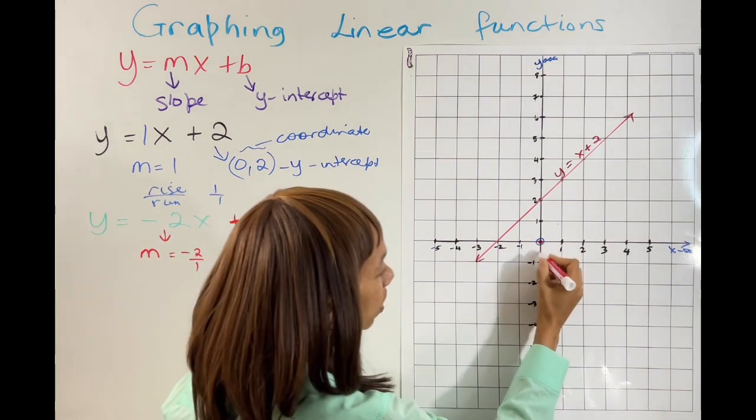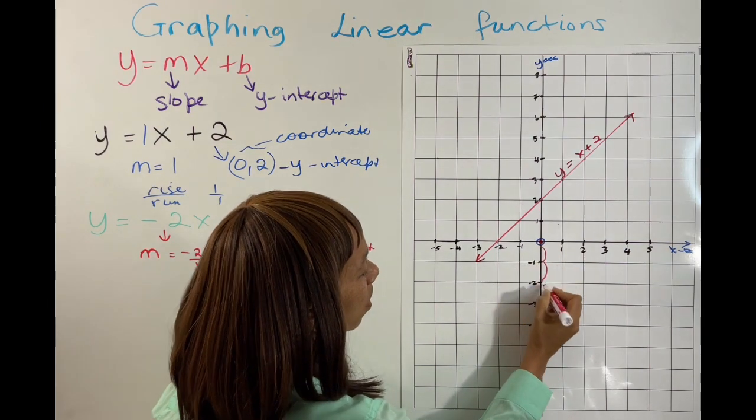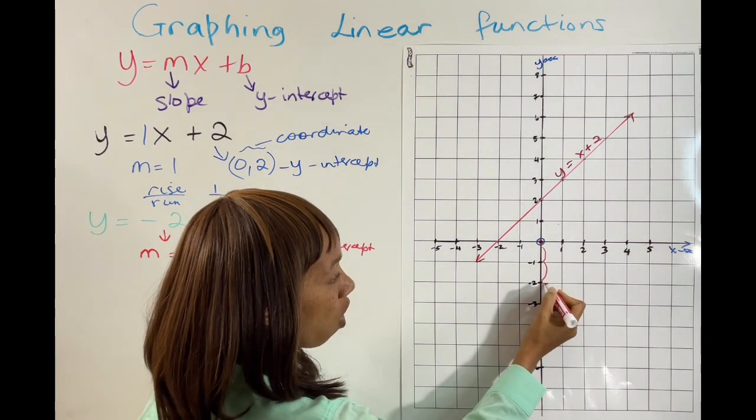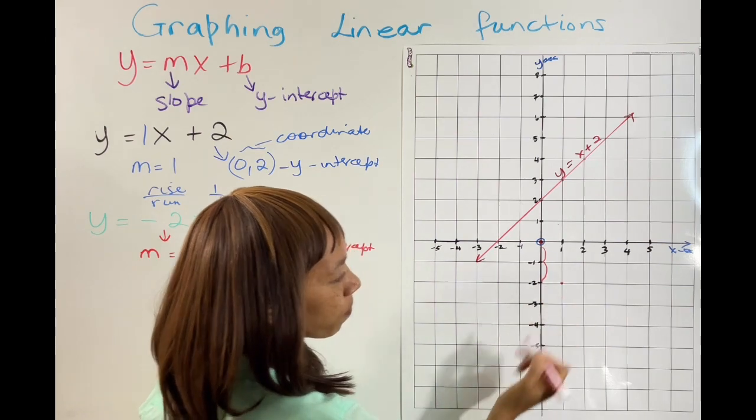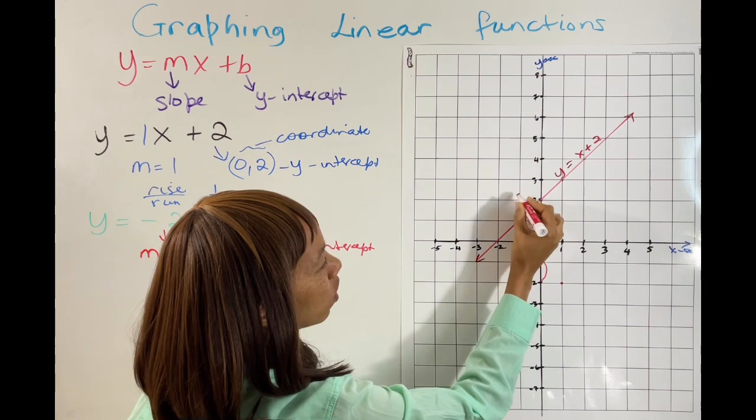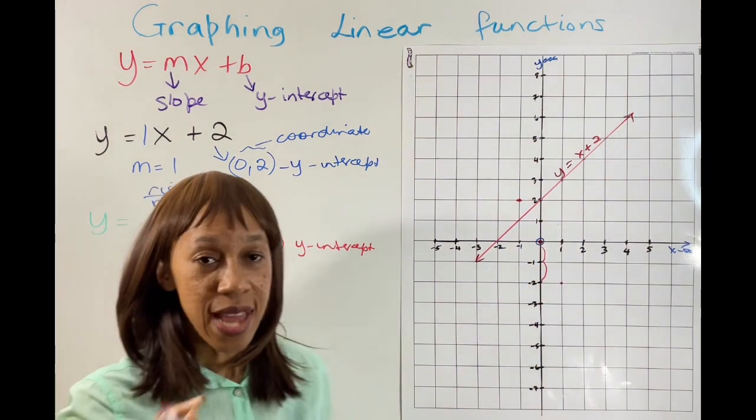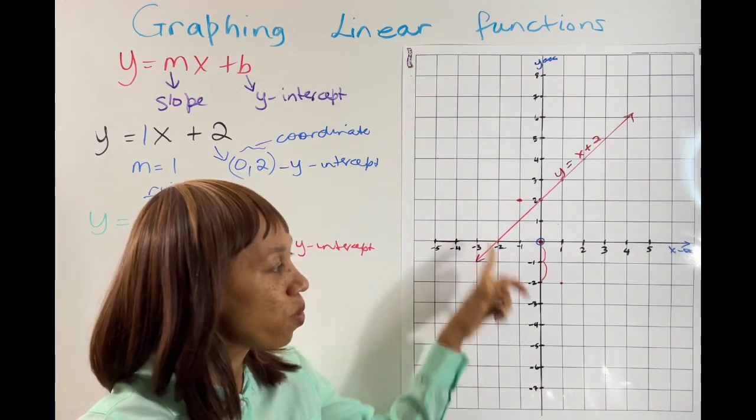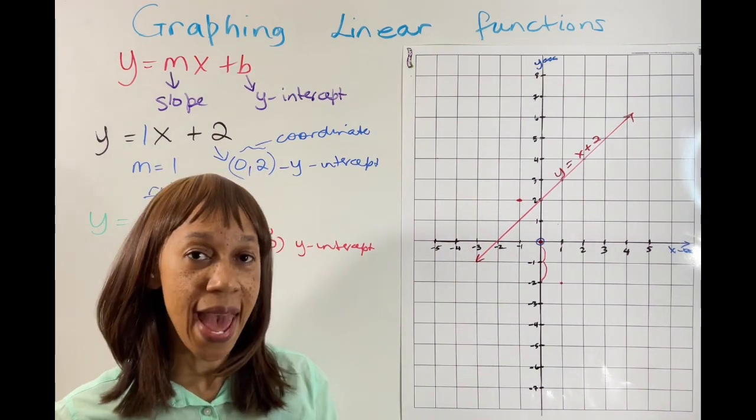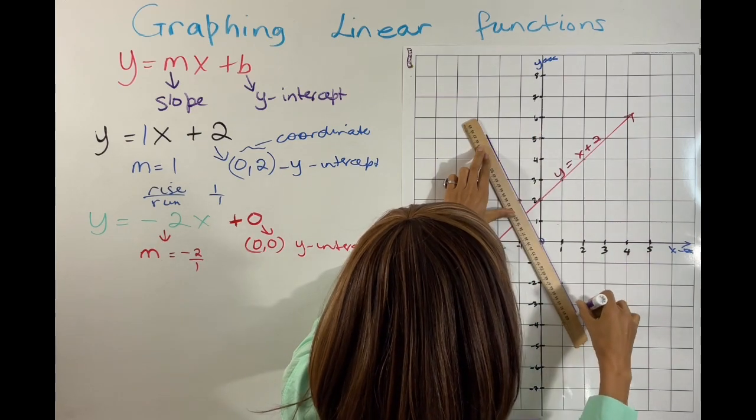You are going to go down 2, and you are going to go 1 over. Or you could have gone up 2 this way and go to the left 1. Either direction is good. Now you have 3 points. You can go ahead and connect your points like this.